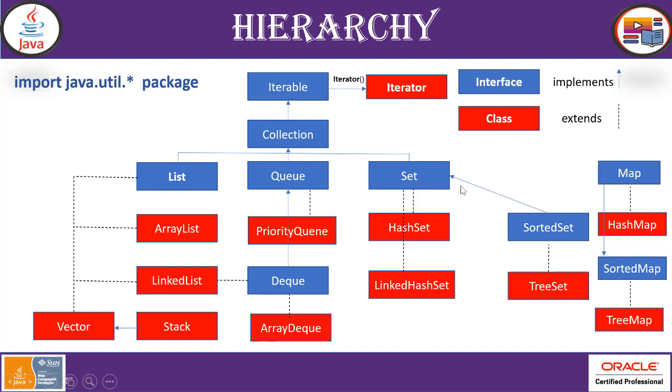part. In the first section, we'll see about the set interface that has extended further classes like HashSet and LinkedHashSet and the SortedSet and TreeSet. So we are going to work on these three classes first: HashSet, LinkedHashSet and TreeSet.